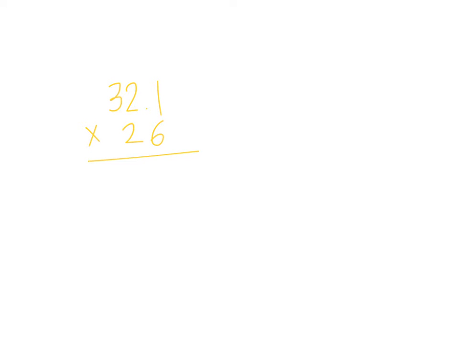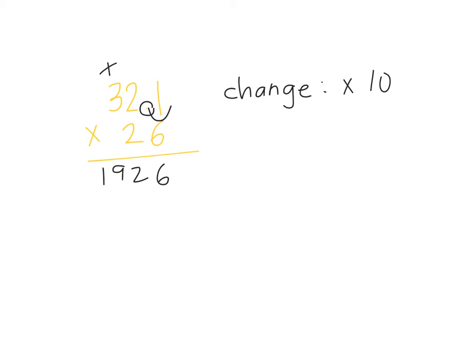Are we ready to multiply? No. What do I have to do first? Change. What will my change need to be? Times 10. That would effectively move this decimal point over here, and I have 321 times 26. Okay, 6 times 1 is 6, 6 times 2 is 12, 6 times 3 is 18, plus 1 is 19. Now I'm working in the tenths. 2 times 1 is 2, 2 times 2 is 4, 2 times 3 is 6.